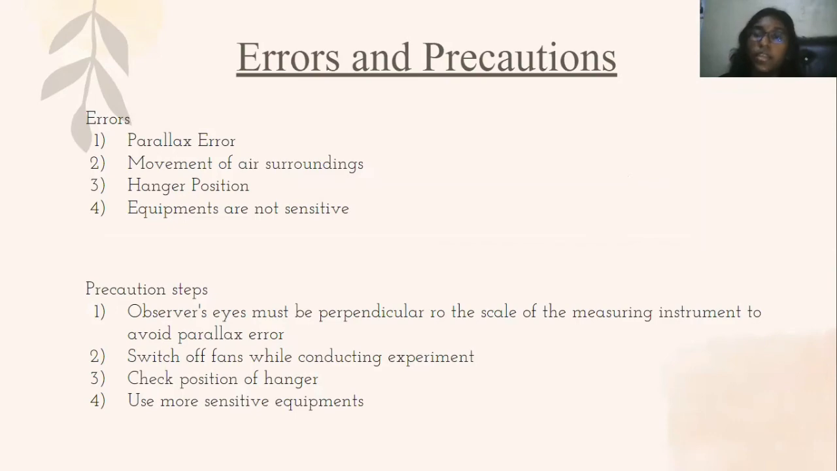The movement of air at surrounding may affect the equilibrium of the beam. Make sure that the fans in the laboratory should be switched off upon carrying out the experiment. Other than that, the hanger position might change when the adjustment was made to the beam. Thus, make sure the position of the hanger is correct every time after the adjustment has been made. Lastly, the equipment may not be sensitive to minor changes in weight applied, causing inaccurate readings obtained. Hence, use more sensitive and precise equipment to improve the accuracy.